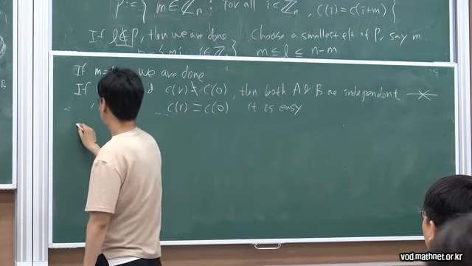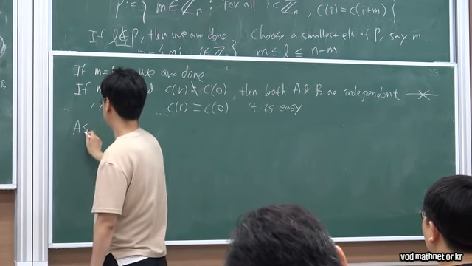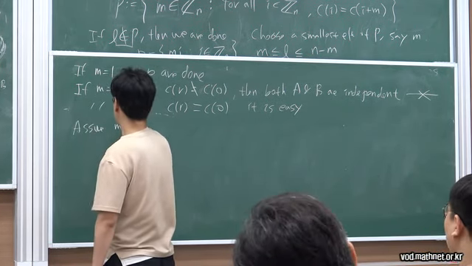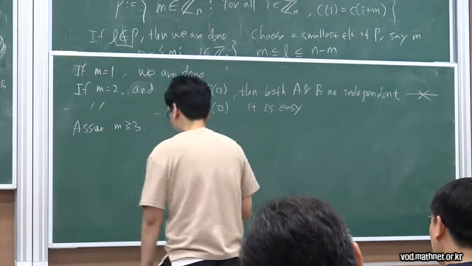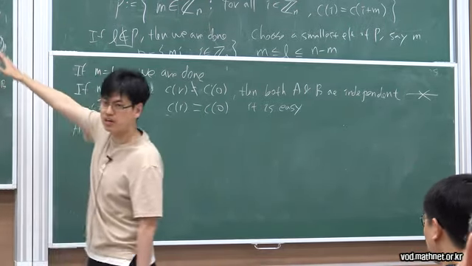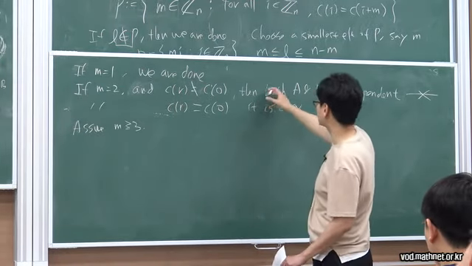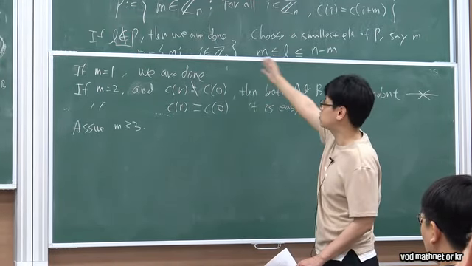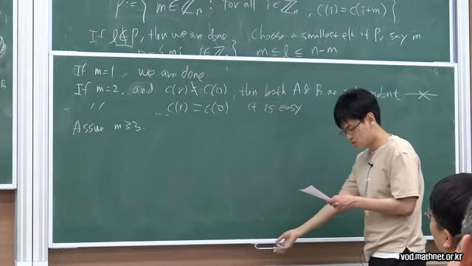So assume M is at least 3. So when M is at least 3, it's essentially the same as what I just explained, but slightly different because, in this case, we can just say parity by 2, but this is slightly different.